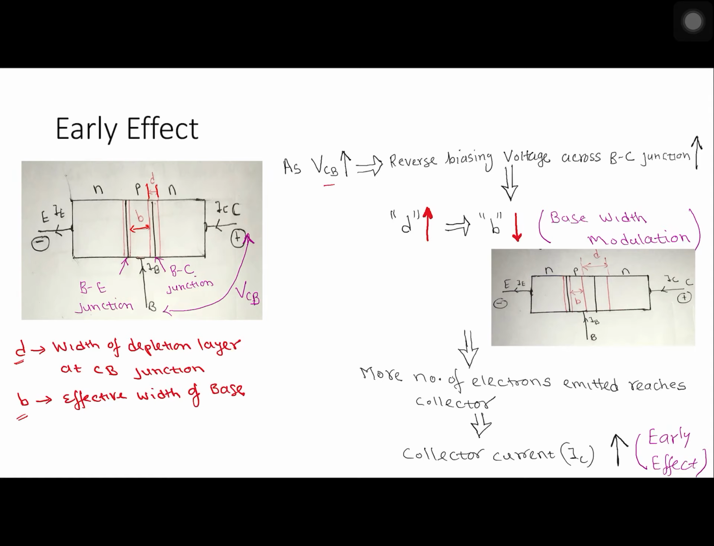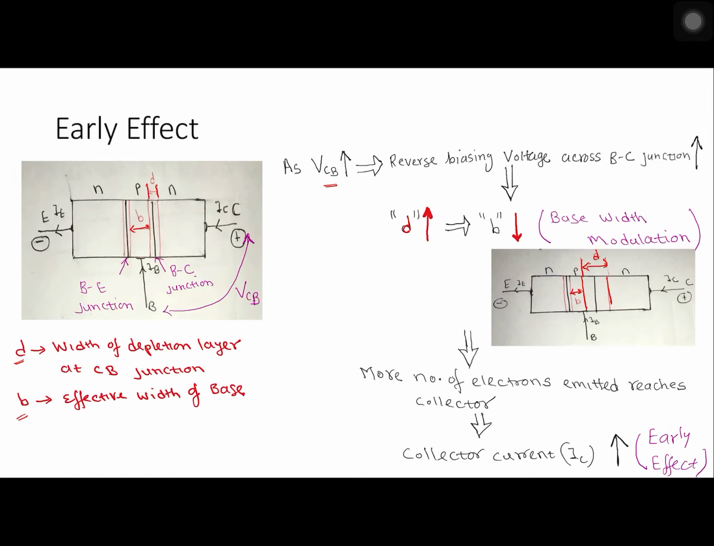So as the VCB increases, reverse biasing voltage across CB junction increases. Due to increase in reverse biasing voltage, value of D, which is nothing but a width of depletion layer, increases. When D increases, value of B will reduce. Here you can see D has increased, due to which value of B has reduced. This effect is known as base width modulation, where width of the base is changing with voltage.